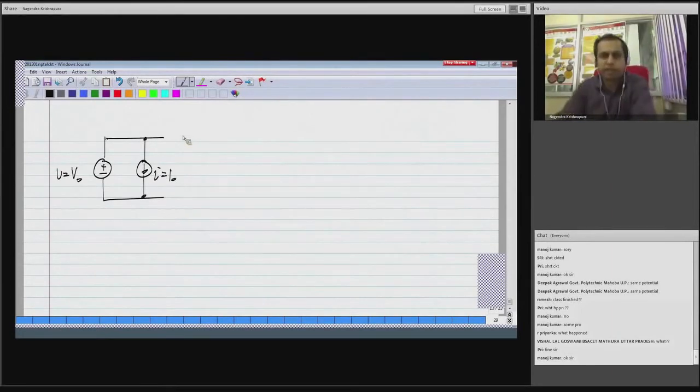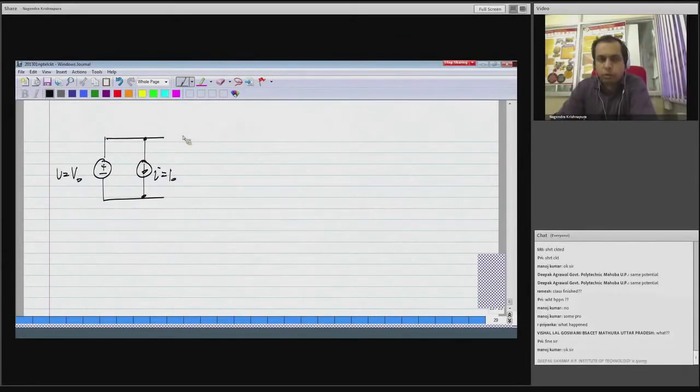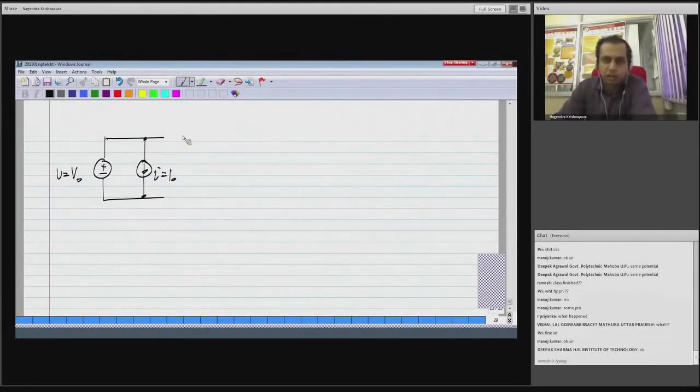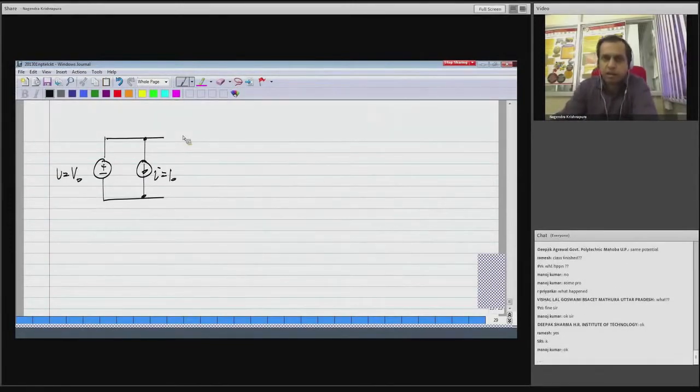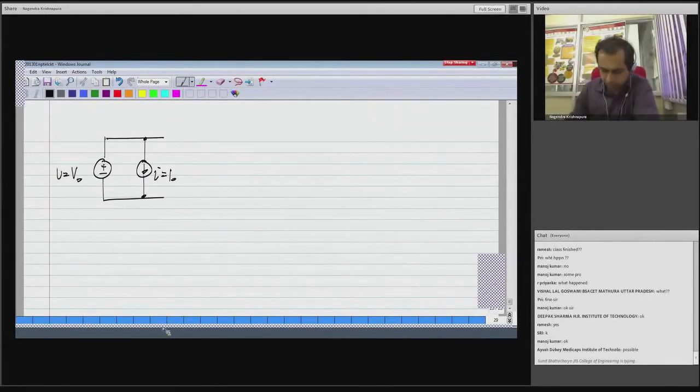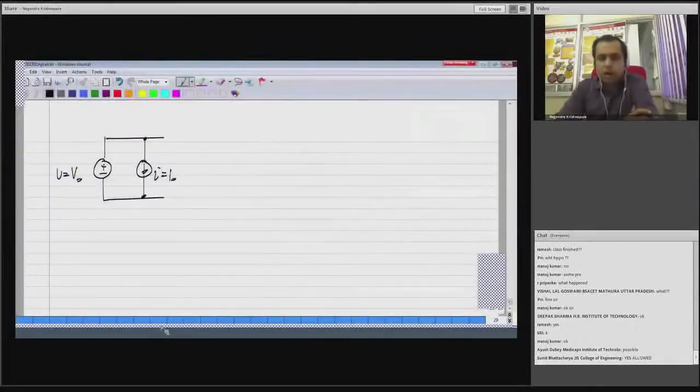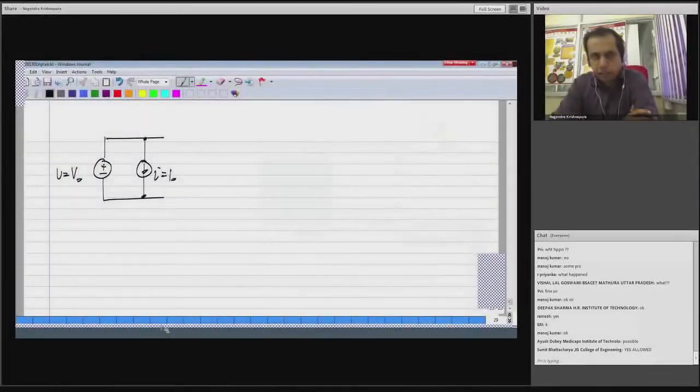My first question is, is this connection allowed? For instance, we could not connect two voltage sources in parallel or current sources in series. Now I have a voltage source and a current source in parallel. Is this okay? Looks like all of you agree that it is possible.